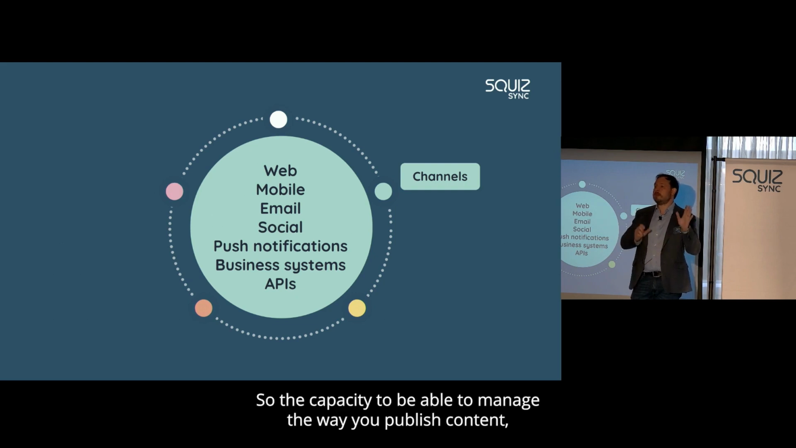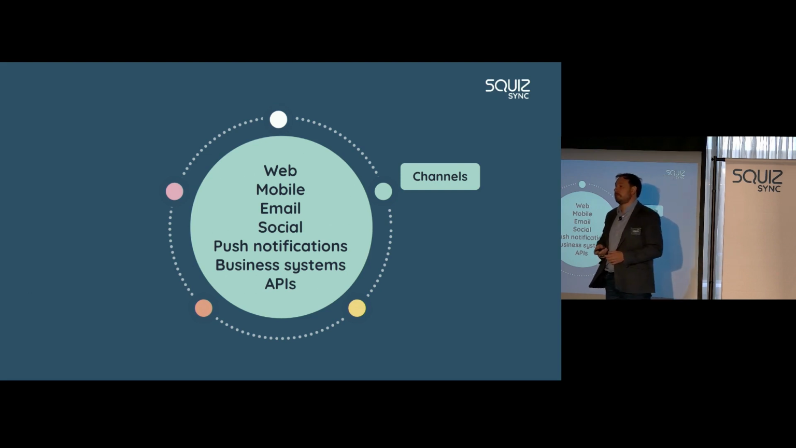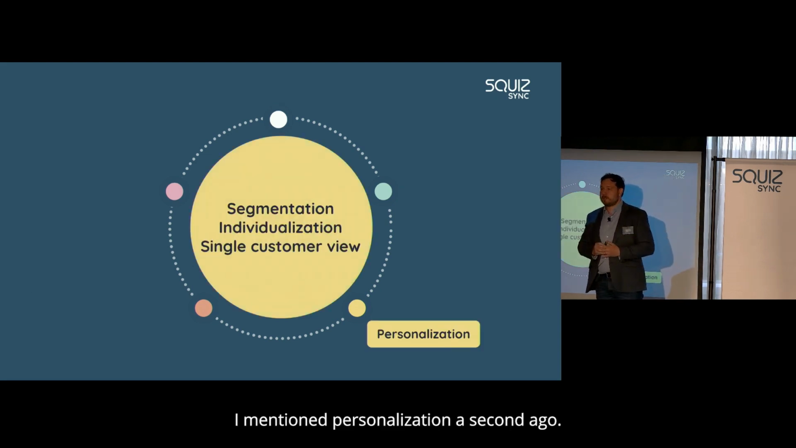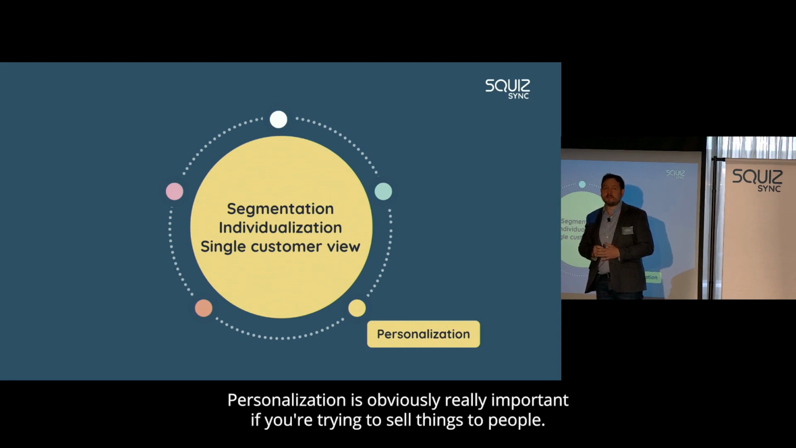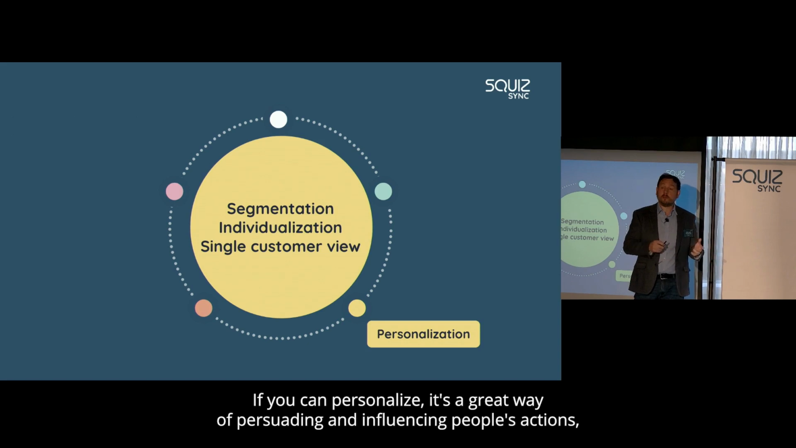So the capacity to be able to manage the way you publish content and coordinate that to different channels is an important part of what a DXP does. I mentioned personalisation a second ago. Personalisation is obviously really important if you're trying to sell things to people. If you can personalise, it's a great way of persuading and influencing people's actions.